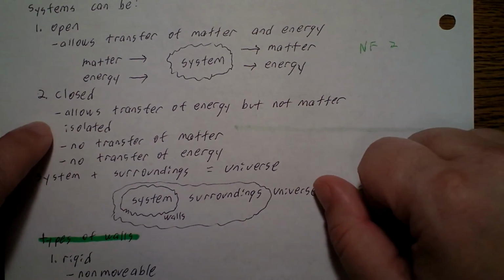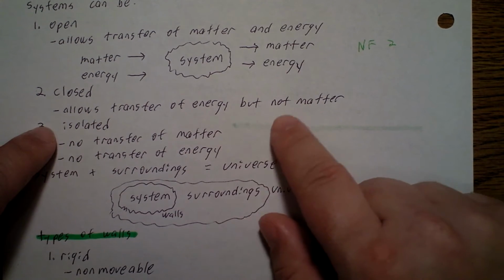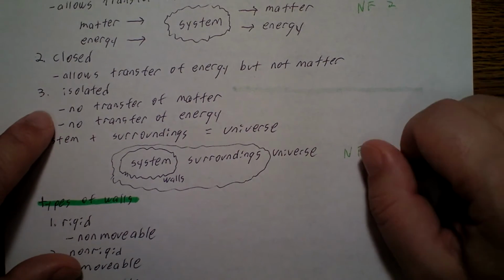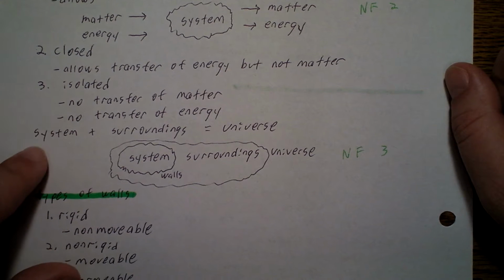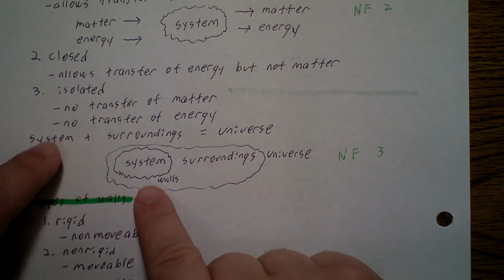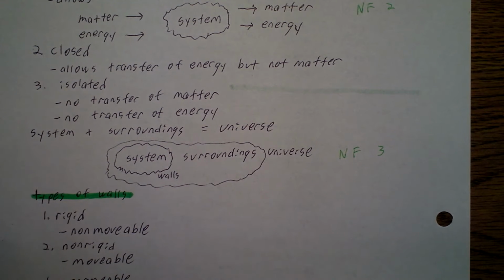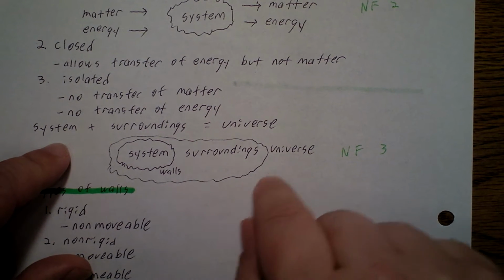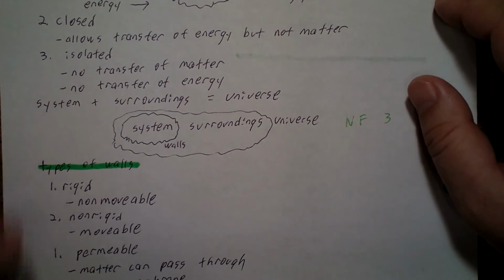The system can also be closed. Closed means it allows transfer of energy, but not matter. Or you can have a system that's isolated, which means no transfer of matter and no transfer of energy. Now your system is surrounded by walls, and then beyond the walls is whatever the walls interact with. That's the surroundings. So our system plus the surroundings, and the walls of course, is our universe. We normally neglect the walls except to describe how the walls behave.